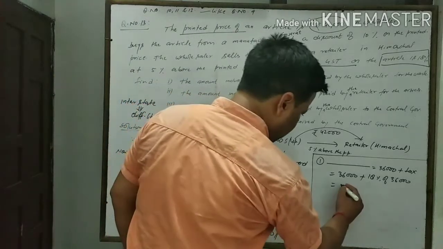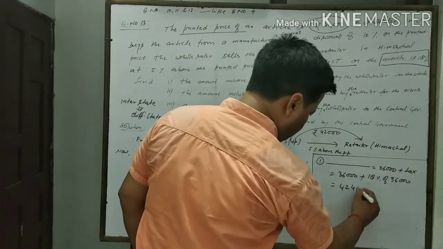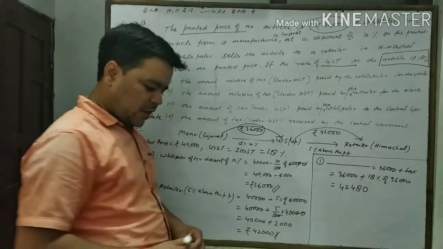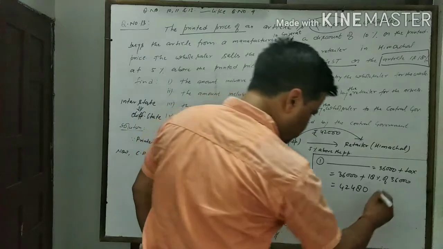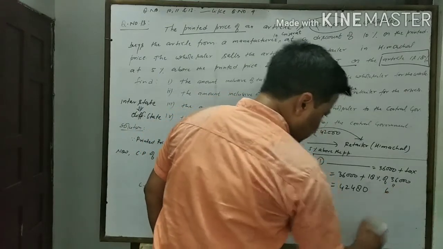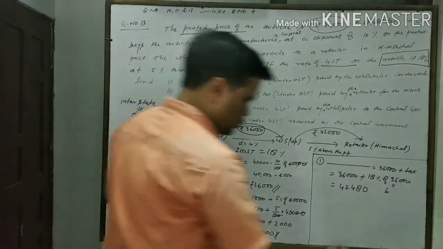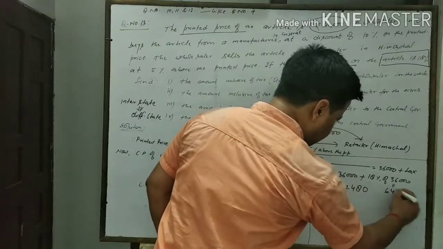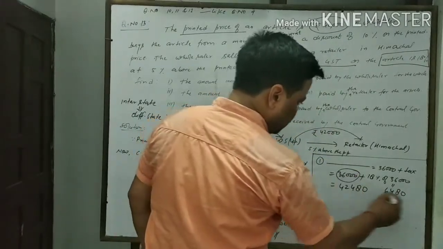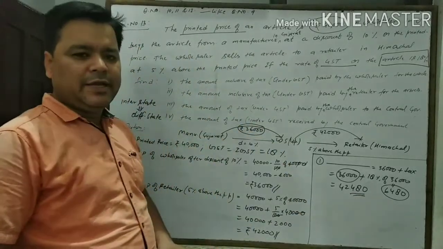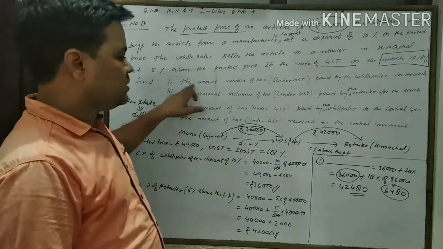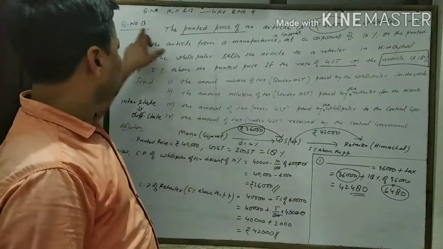42,480 rupees. Here we find that the tax will be 6,480 rupees, and if we add this value and this value, we will get 42,480 rupees. It means this is the answer of the first part of question number 13.